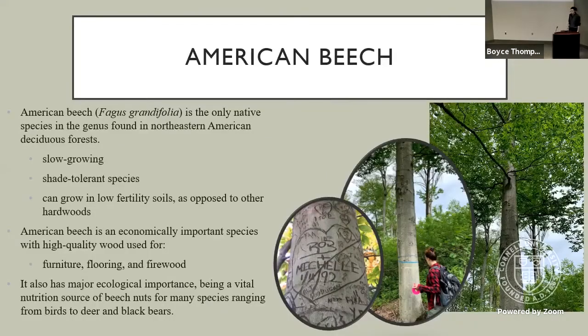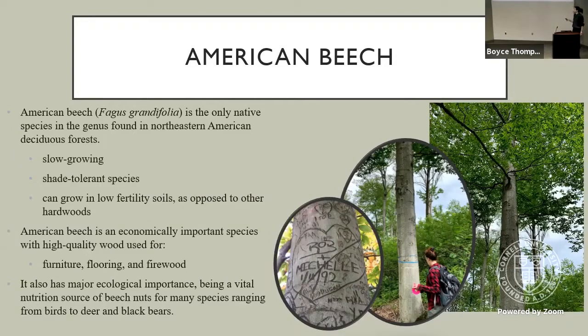So American beech, or Fagus grandifolia, which means large leaves, is the only native species of beech in eastern North American deciduous forests. And I guess everyone has seen a beech tree before, like while hiking. It has really smooth bark that makes people carve into it, like Jason, Trevor, Sally, and those kinds of things, which I'm totally against. Please don't carve trees.